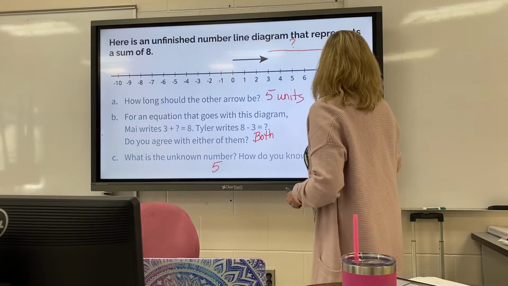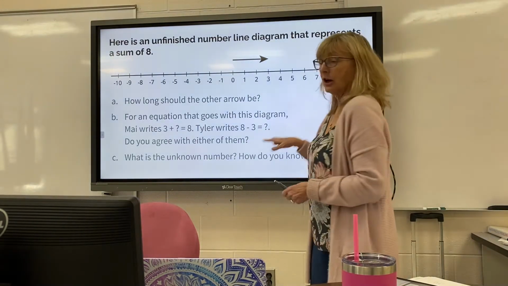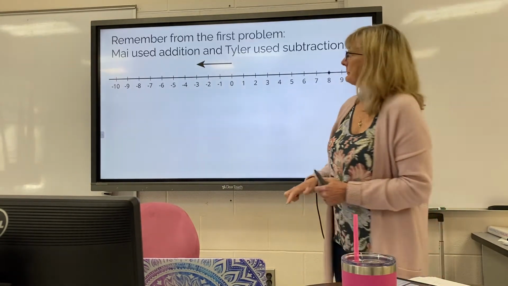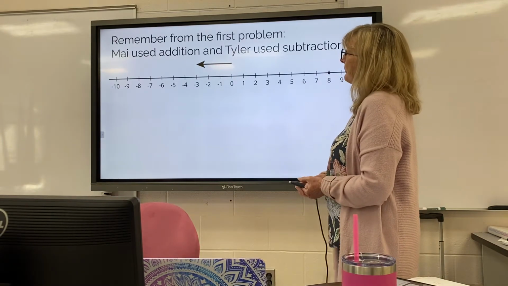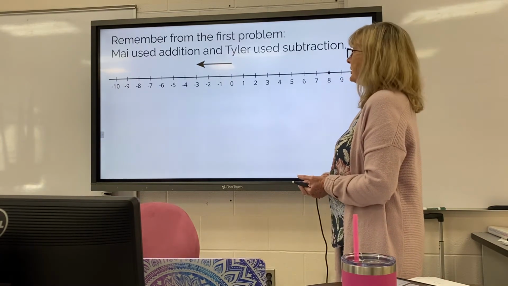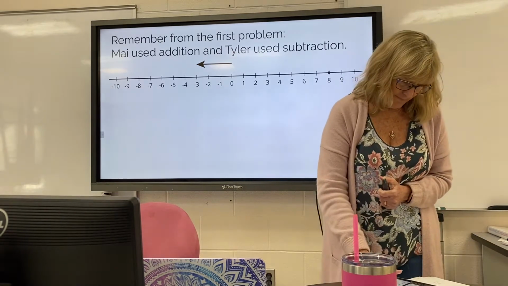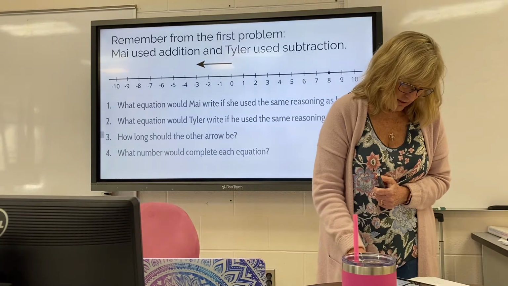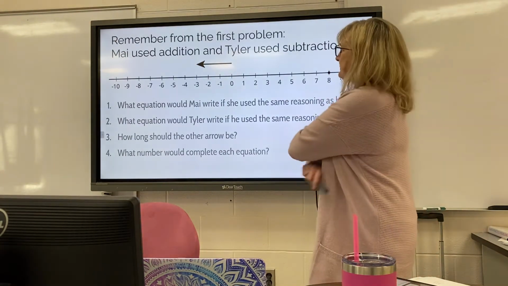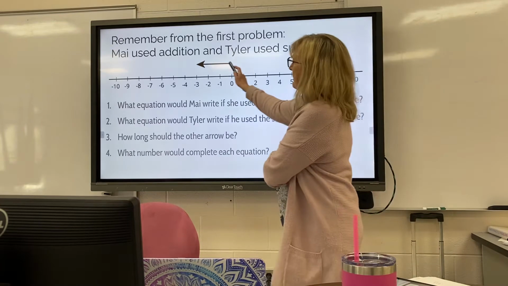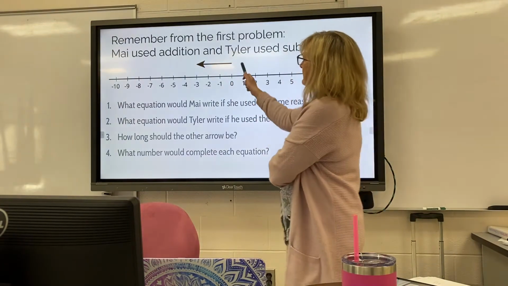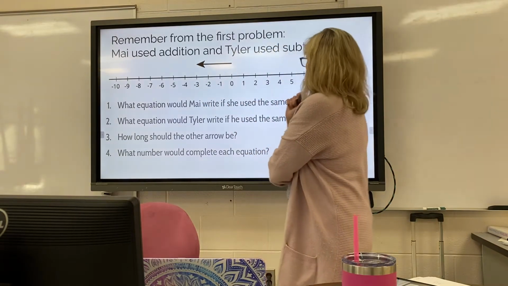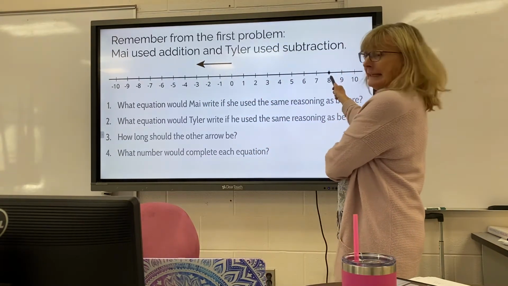All righty. This is not the practice problems, correct? No, we are not to the practice problems. This is activity 2. Okay. Remember from the first problem that Mai used addition and Tyler used subtraction. So now we have this number line. And it looks like our first number is what? Looks like it's -3. And our answer is 8 again.